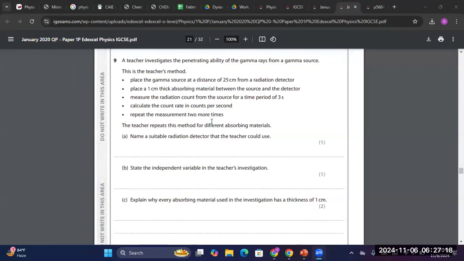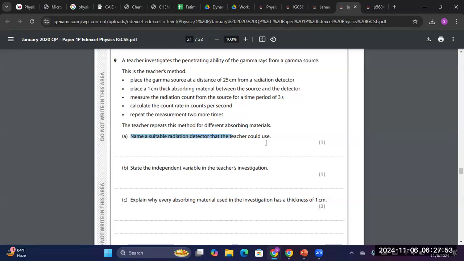Okay, your question says a teacher investigates the penetrating ability of gamma rays from a gamma source. This is the teacher's method. You guys can read the method yourself because then you'll be able to understand it better if you take your time to read it. So go ahead, take your time to read the method, and you have to tell me first of all the answer to part A. Name a suitable radiation detector that this teacher could use. Shreya, can you tell me? The first one is easy. Can you tell me the suitable radiation detector that the teacher can use?